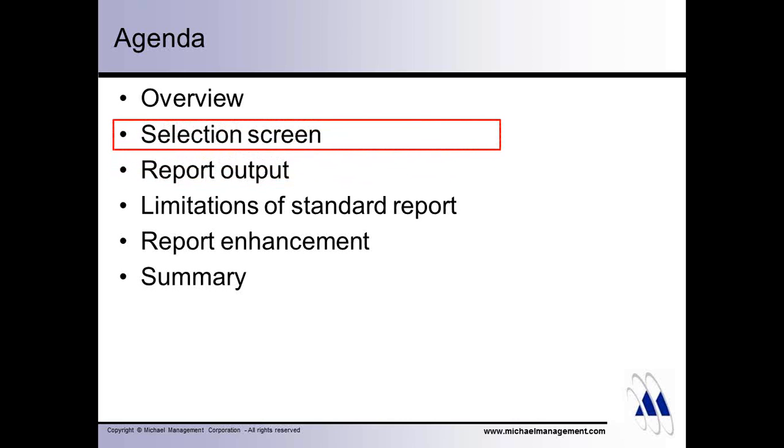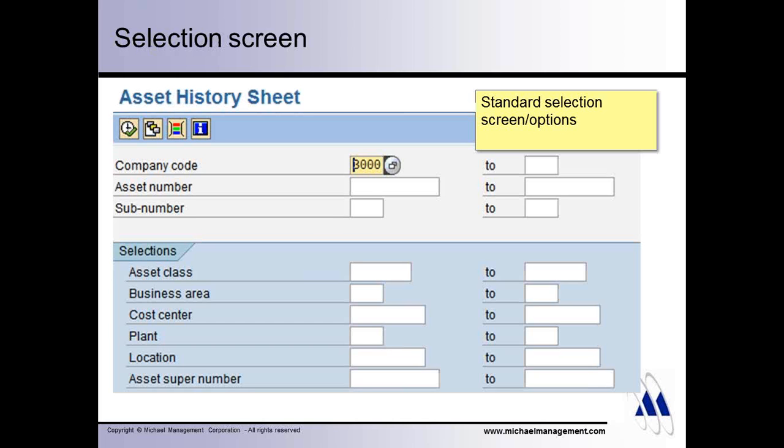Now, let's take a look at the selection screen of this report. When you start the report, the first thing you see is a pretty standard selection screen that looks just like all of the other asset report selection screens. One interesting feature to note right here is that highlighted button. Those are the dynamic selections, and if you haven't worked with them, take a look at them in your system. It's a very neat feature.